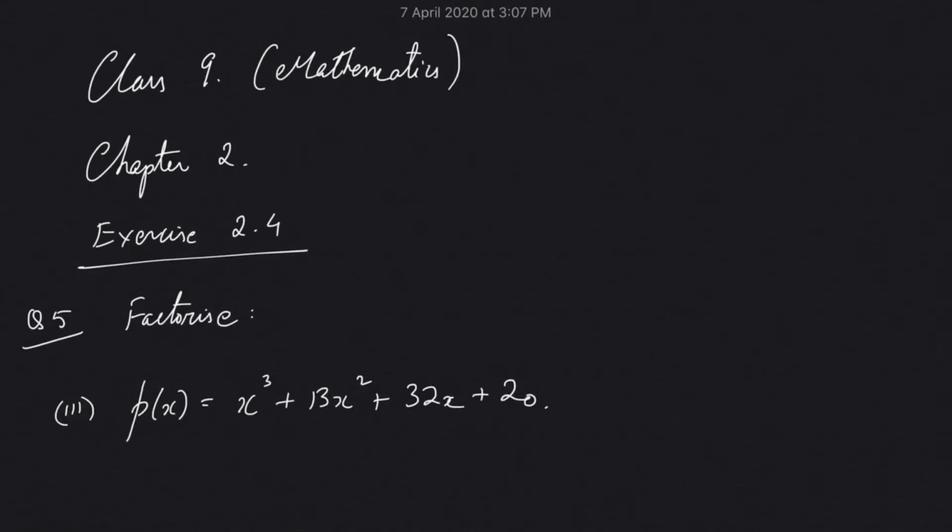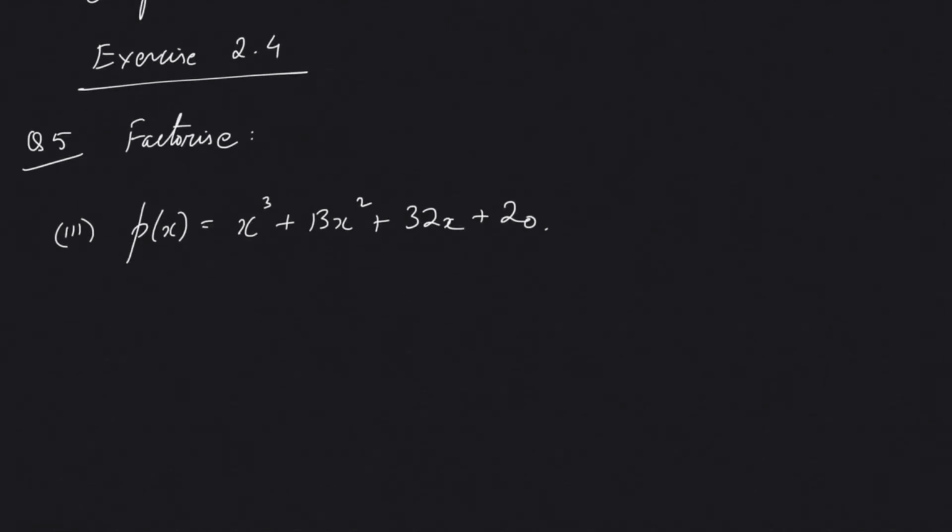Friends, let's continue with class 9 mathematics chapter 2 exercise 2.4. In the last video we had done factorization, how to factorize quadratic polynomials. That was using the splitting the middle term method. Let's see what are the other methods of factorizing other polynomials.